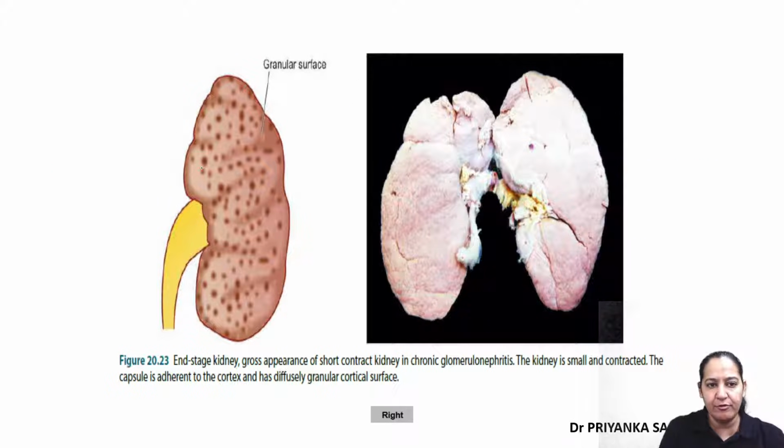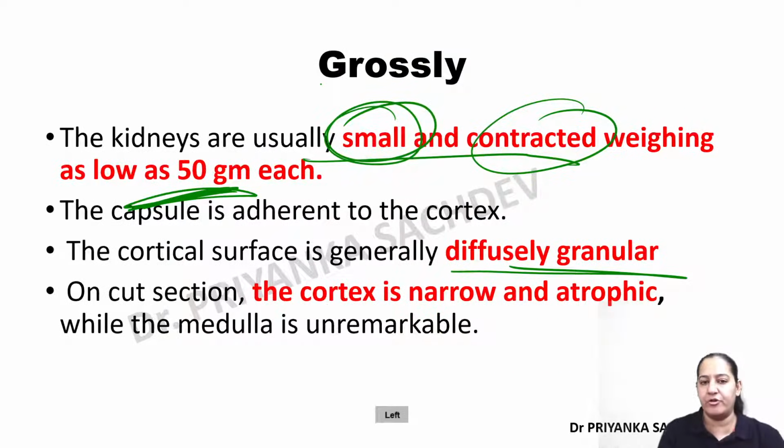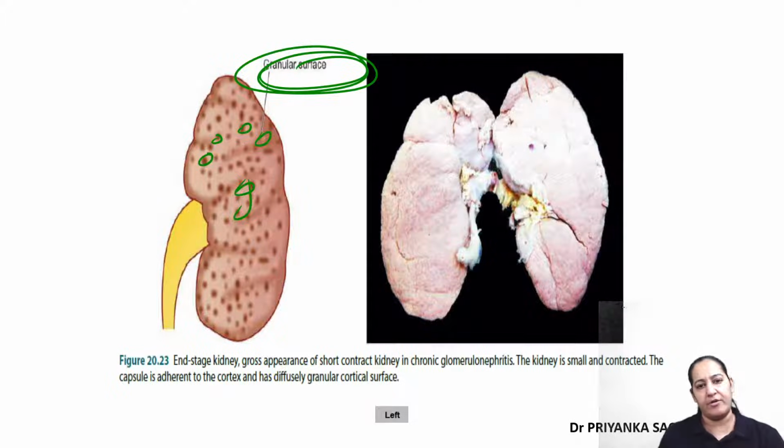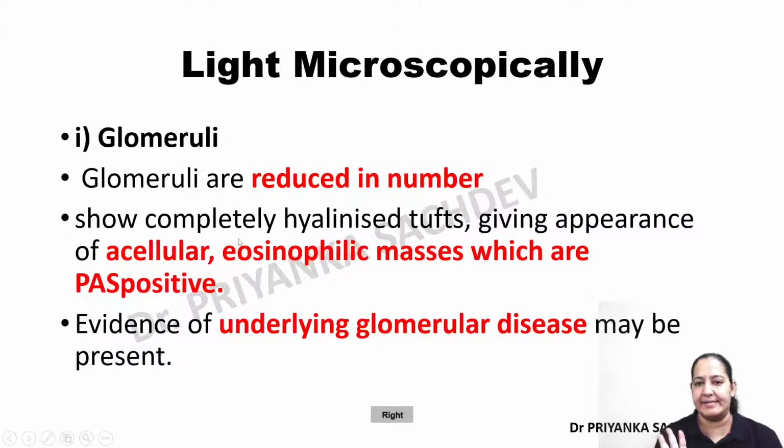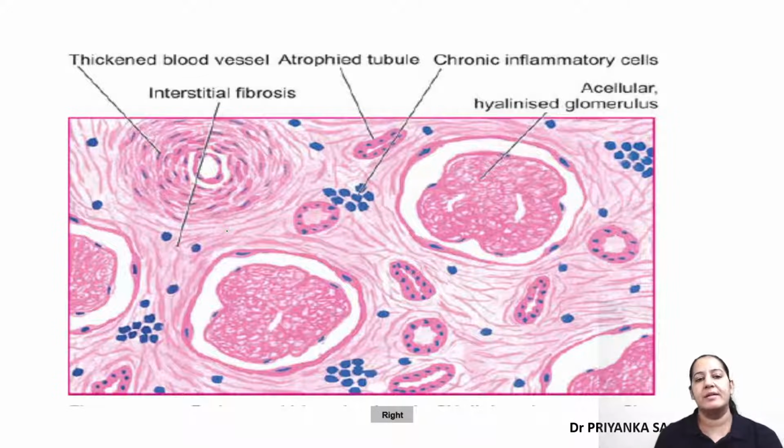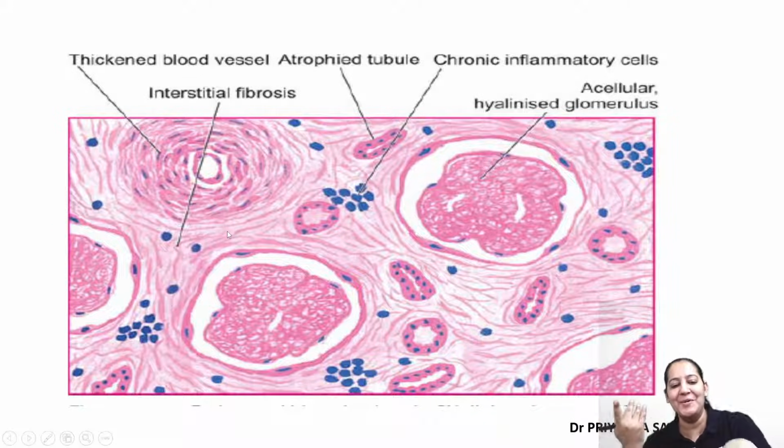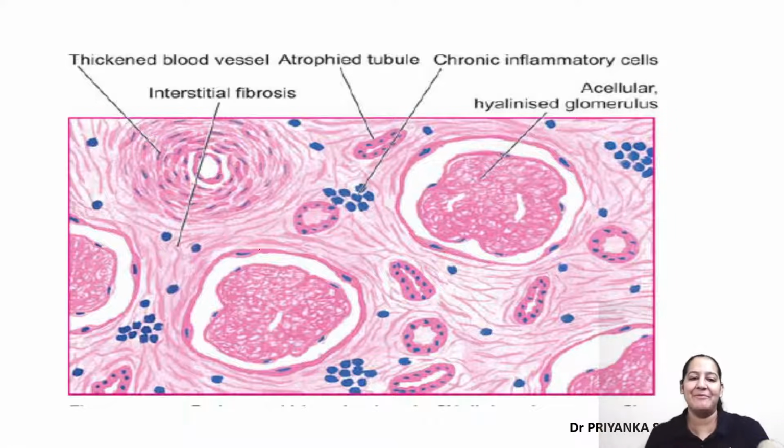Can you appreciate the granularity? Granular surface is very important grossly. And the cortex is narrow, atrophic. You can see the cortex is narrow and atrophic. That's it. Coming to the light microscopy, this is the diagram. Can you see where the glomerulus is? It's a very easy diagram.